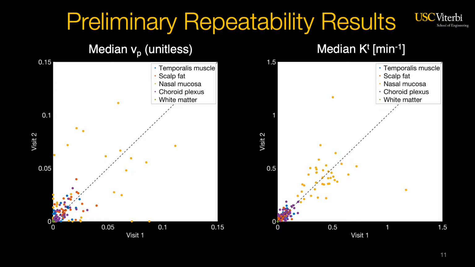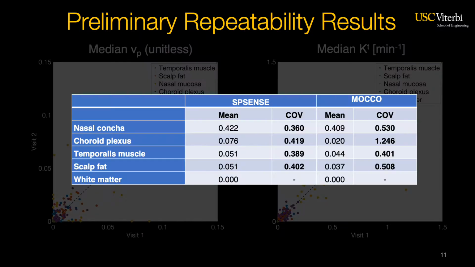While this is still work in progress, we computed the initial estimates for the within-subject coefficient of variation for the median histogram statistics. With the exception of white matter, the coefficient of variation for the Sparse SENSE framework tends to be around 40%, while it varies greatly between 40 to 125% for the MoCo method.